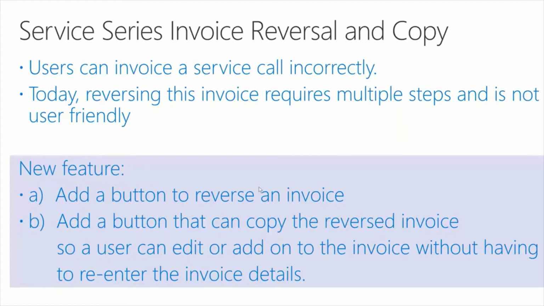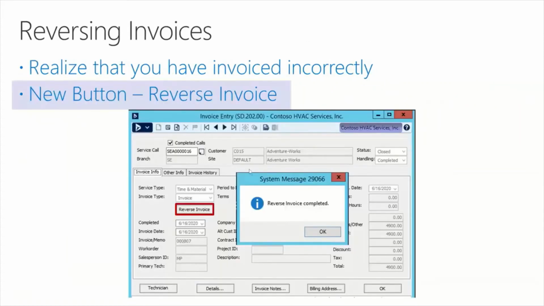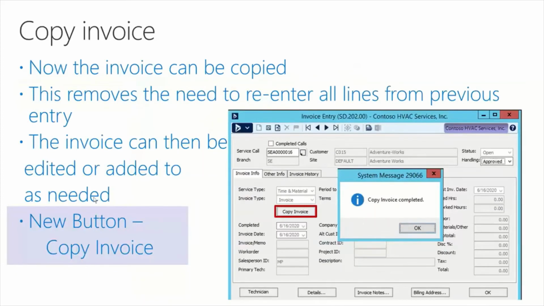And when it's reversed and processed correctly, then I want to be able to pull that same item in again and make a new entry into the system. And that's exactly what we've done. So we have a button that allows you to reverse the invoice. Again, once you reverse it, you do need to process it to process the fact that it has been reversed.